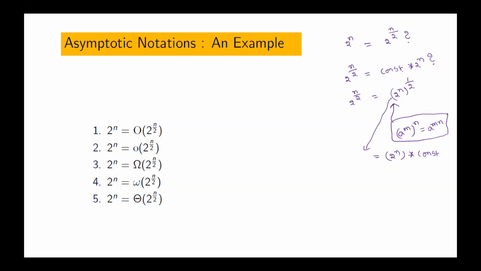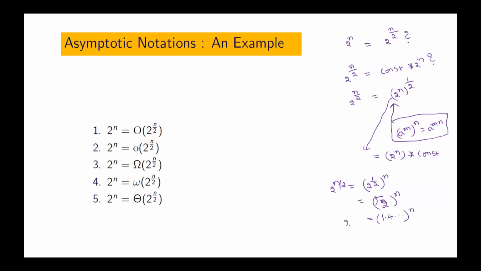In simpler terms, if you want an even simpler way of doing this: one side it is 2 power n, and on the other side we have 2 power n by 2. This I can write as 2 power 1 by 2 whole power n. 2 power 1 by 2 means what? Square root of 2. What is the square root of 2? 1.414, I think. So it is square root of 2 whole power n.